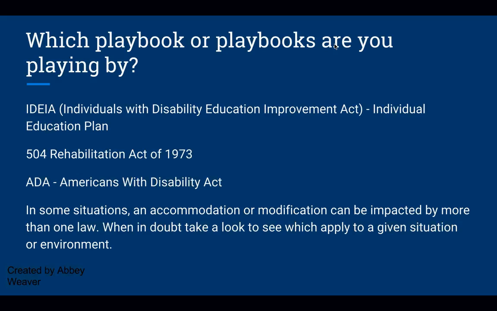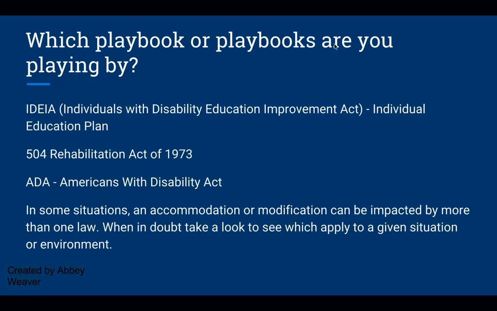First thing that's really important, regardless of your age, in school, out of school, in the work environment: what playbook or playbooks are you playing by? You have several different laws coming into play, and that can really impact the accommodation or modification that you're asking for or can be asked for. In some situations, you may have 3 laws in play, and how you get that accommodation and how you ask for it can vary. So it's just really important to know, oh, I'm on a school field trip going to the theater in the next town over.